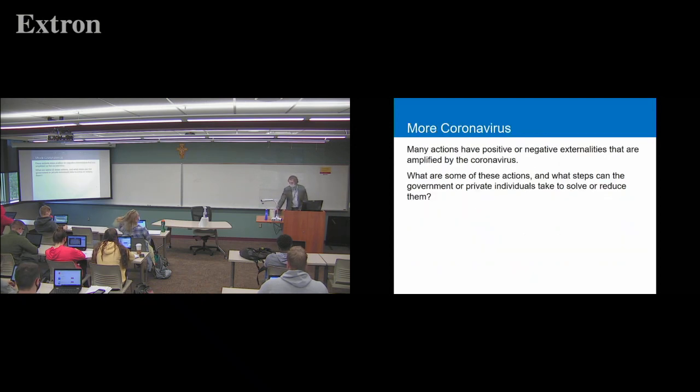All right. So turning back to the coronavirus, because that's all anyone can talk about now. There are a lot of actions that have positive or negative externalities that are amplified by the coronavirus. So what are some examples of these actions, and what are some of the different options we have to deal with them? A big one is vaccines. Let's say they come out with a vaccine for coronavirus in a couple months, because they're still in stage 3 trials now.